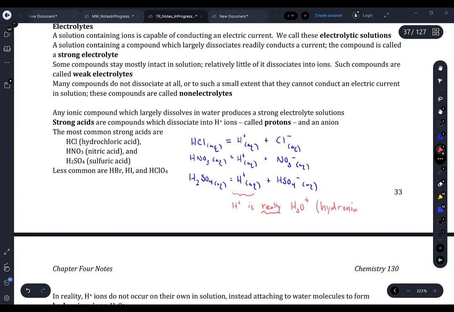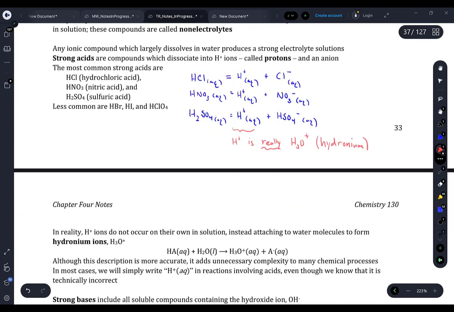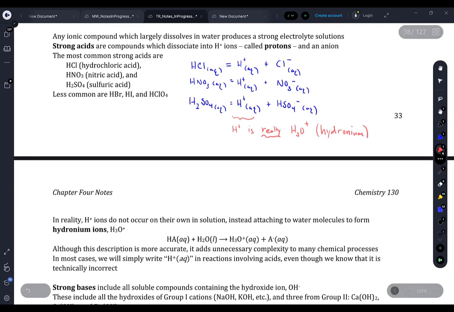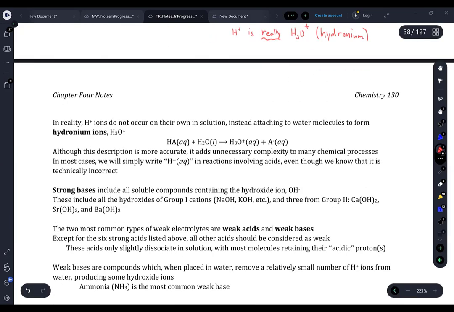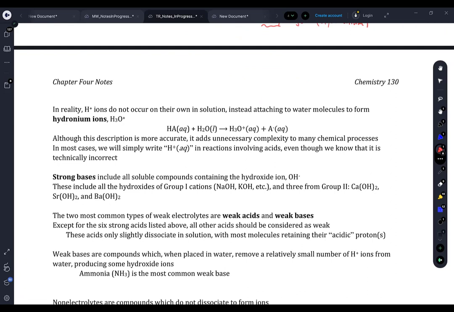And we'll see it later this chapter. In fact, it might be on the next page. What did I write? In reality, H pluses do not occur on their own. Instead, they jump on water molecules. The A just stands for the anion. So if it's nitric acid, A is nitrate. If it's hydrochloric acid, A is chloride. Okay. But I'm going to write H plus aq to keep life easy.